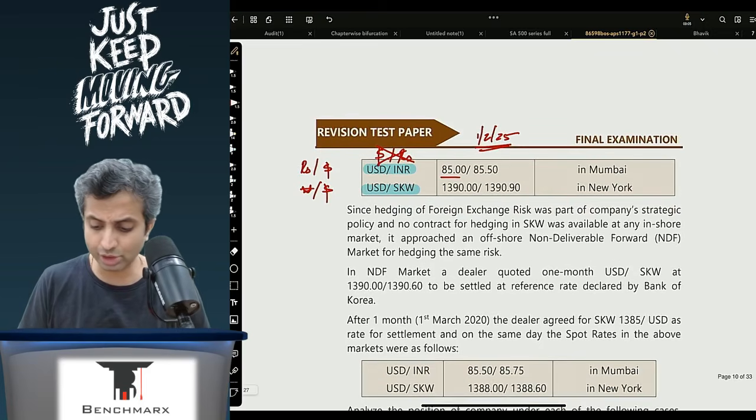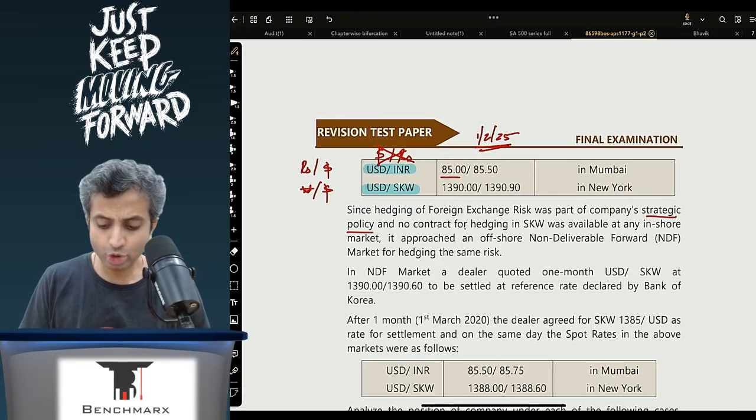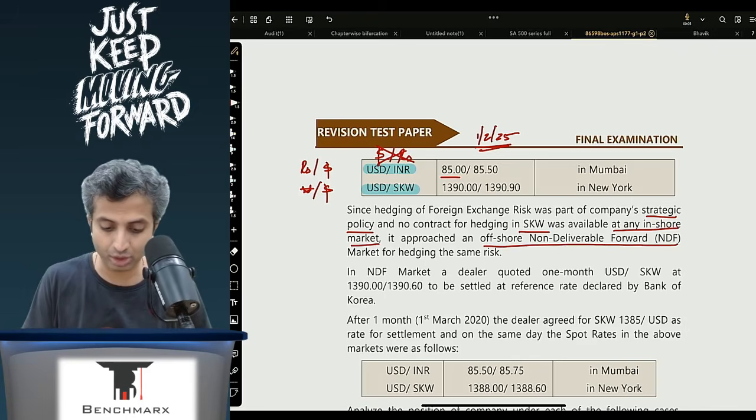Now, since hedging of foreign exchange risk was a part of the company's strategic policy, no contract for hedging of South Korean won was available onshore, that is in the Indian market. It approached an offshore non-deliverable forward. Now, this might be a slightly different term.